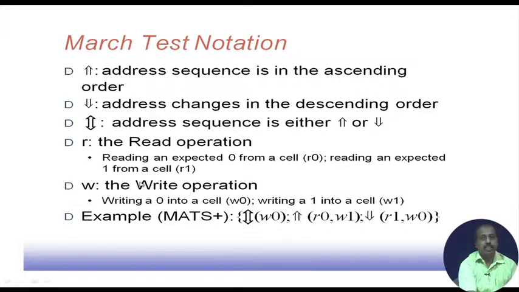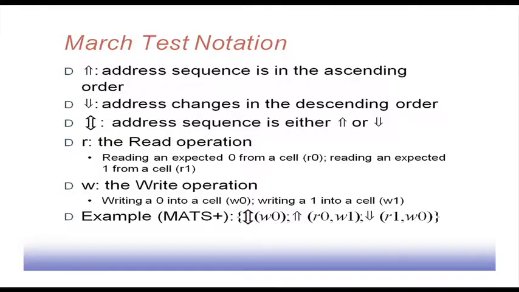Similarly, when we are reading from the memory cell, we may expect to read a 0 or we may expect to read a 1. For example, if the previous command had written a 0 to the cell, then the next command should be trying to read the value from the cell, and the expected value is 0. So, if you get the value read from the cell as 1, you understand that there is some problem with the cell, so there may be some stuck-at fault. That way we can identify the faulty situation.